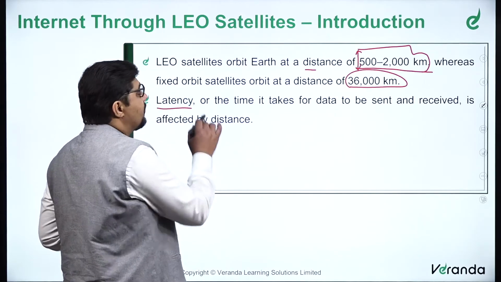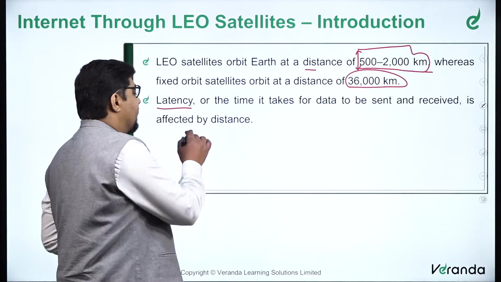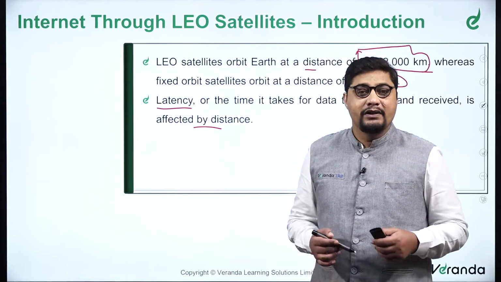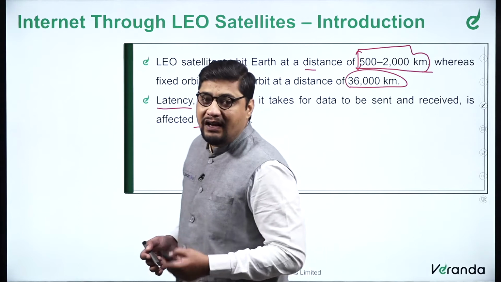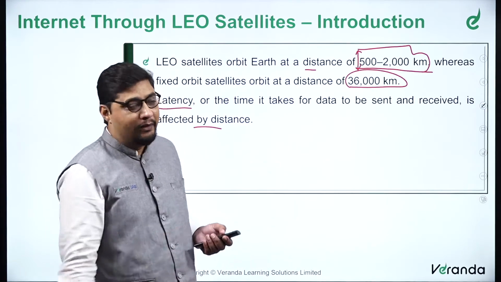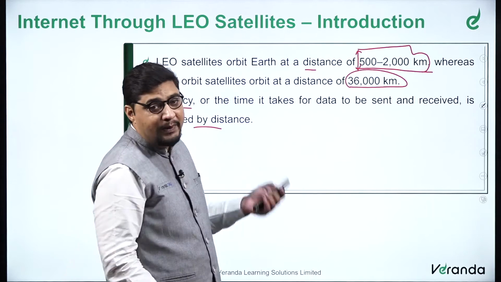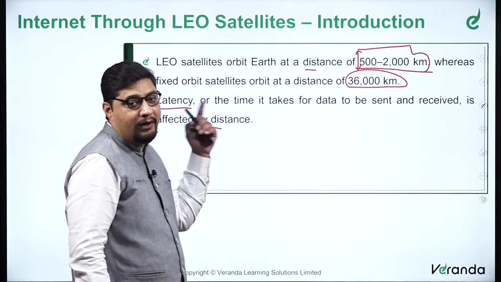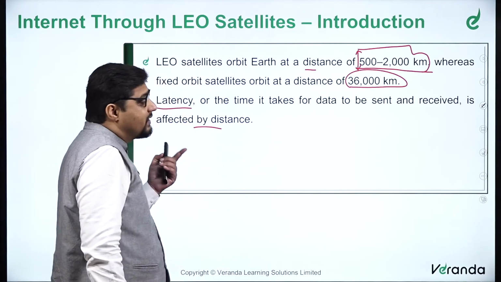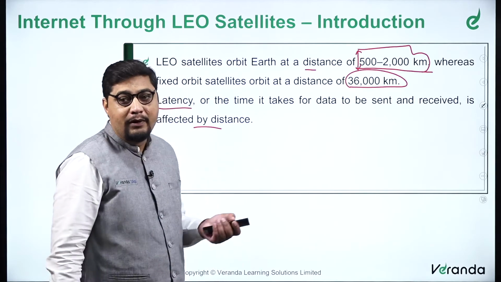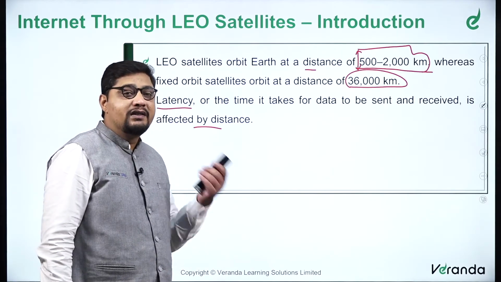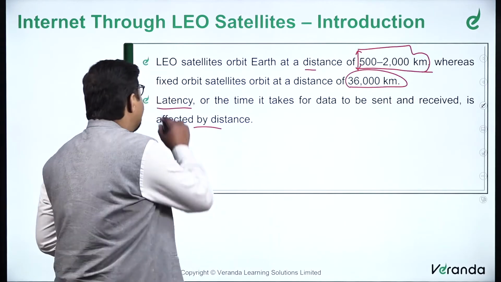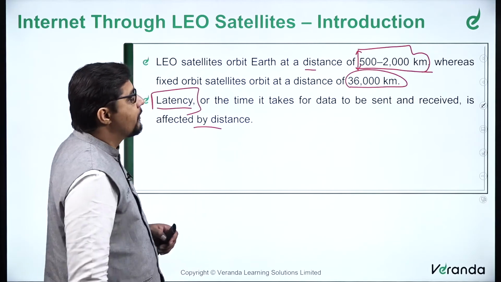Now, latency, or the time it takes for data to be sent and received, is affected by the distance. We all know the relation between speed, distance and time. So latency is dependent on the distance. If we have to send a signal from one place to another, the distance will decide the time. If the distance is more, the time will be more, right? So here, latency basically means the time required to send the data from one place to another.